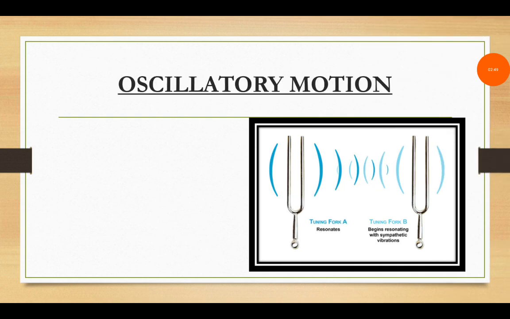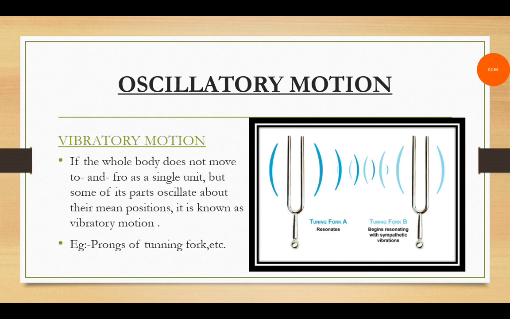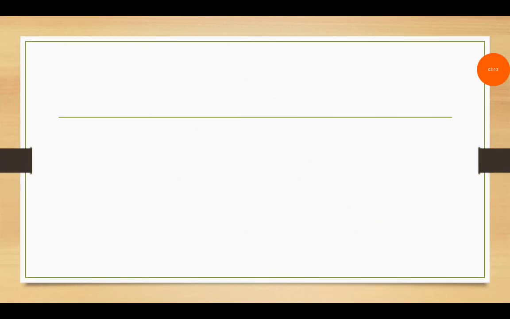Now let's know about vibratory motion. If the whole body does not move to and fro as a single unit, but some of its parts oscillate around their mean position, it is known as vibratory motion. For example, prongs of a tuning fork, etc.